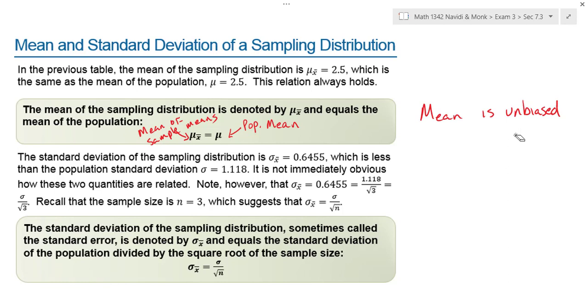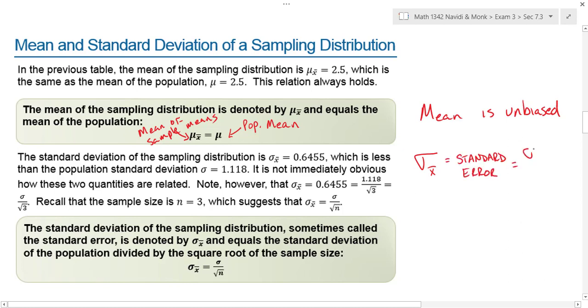The standard deviation, on the other hand, ends up being smaller. If I calculated the standard deviation for all of those sample means, I would get 0.6455, which is less than the population standard deviation. It's not immediately obvious how these two quantities are related, but I'm going to tell you that the standard deviation of the sampling distribution will be equal to the population standard deviation divided by the square root of n, where n represents the sample size. The standard error is what we sometimes call this sampling distribution standard deviation. And the standard error is equal to the population standard deviation divided by the square root of n.